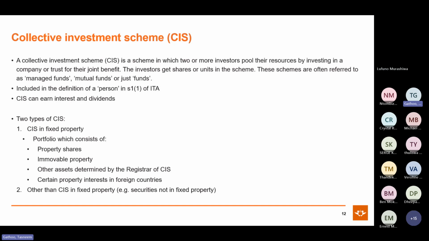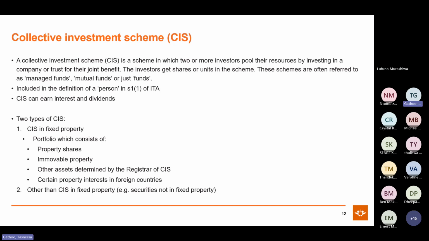In the definition last week, we spoke about the definition of who is a person. In terms of the definition of a person, a collective investment scheme was specifically one of the inclusions. So a collective investment scheme on its own is seen to be a person for tax purposes. From these collective investment schemes, the investors who have invested into the scheme can earn interest and dividends. How are those interest and dividends taxed? It usually falls within the same principles that we looked at last week.